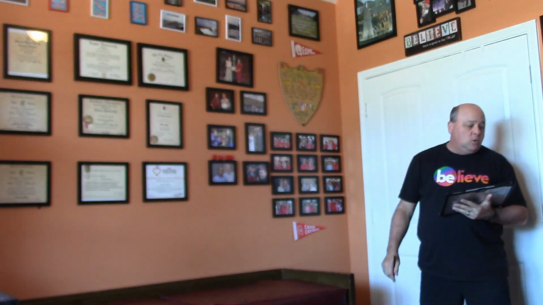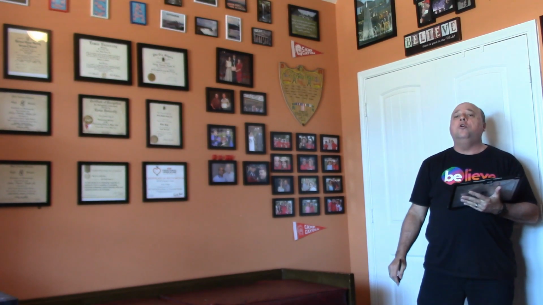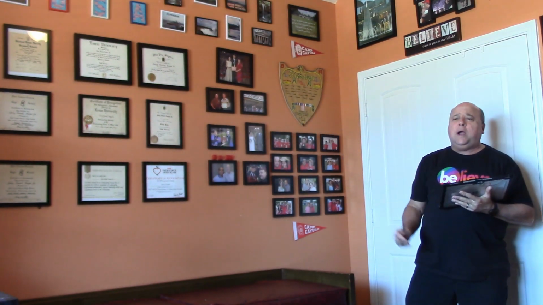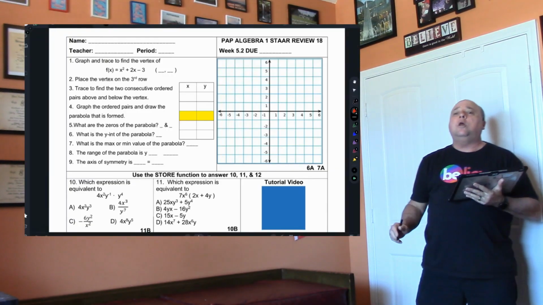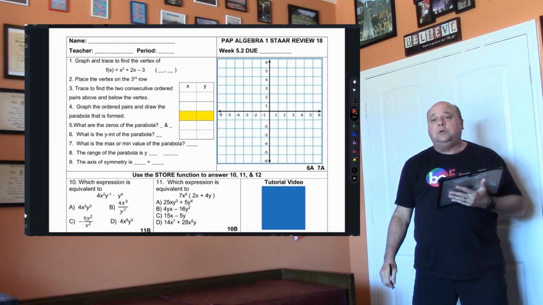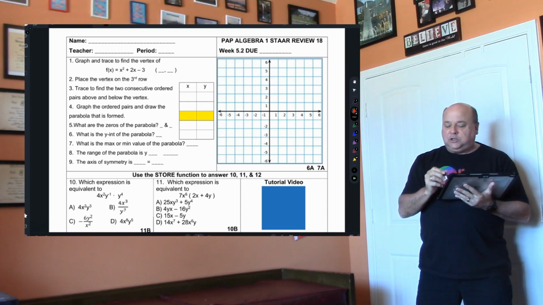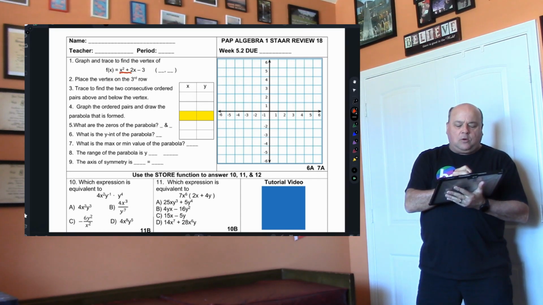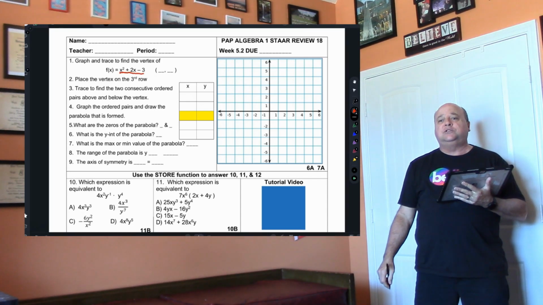Oh, we're about to have fun, because we're going to do Star Review 18. So a magical whiteboard appears. Let's start going on this. Remember, we're going to graph a parabola and identify the key attributes of that parabola. So on the first problem, we're going to graph x squared plus 2x minus 3.